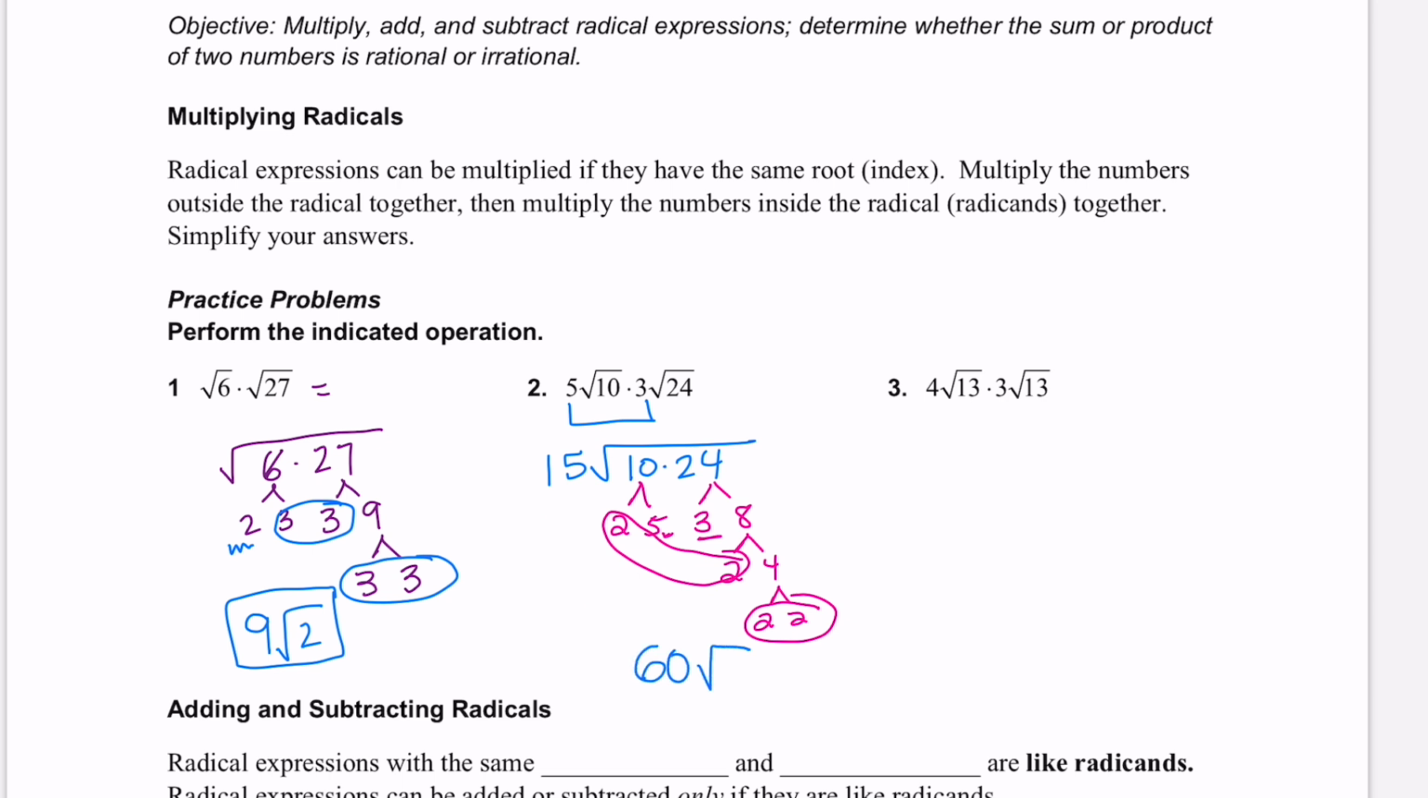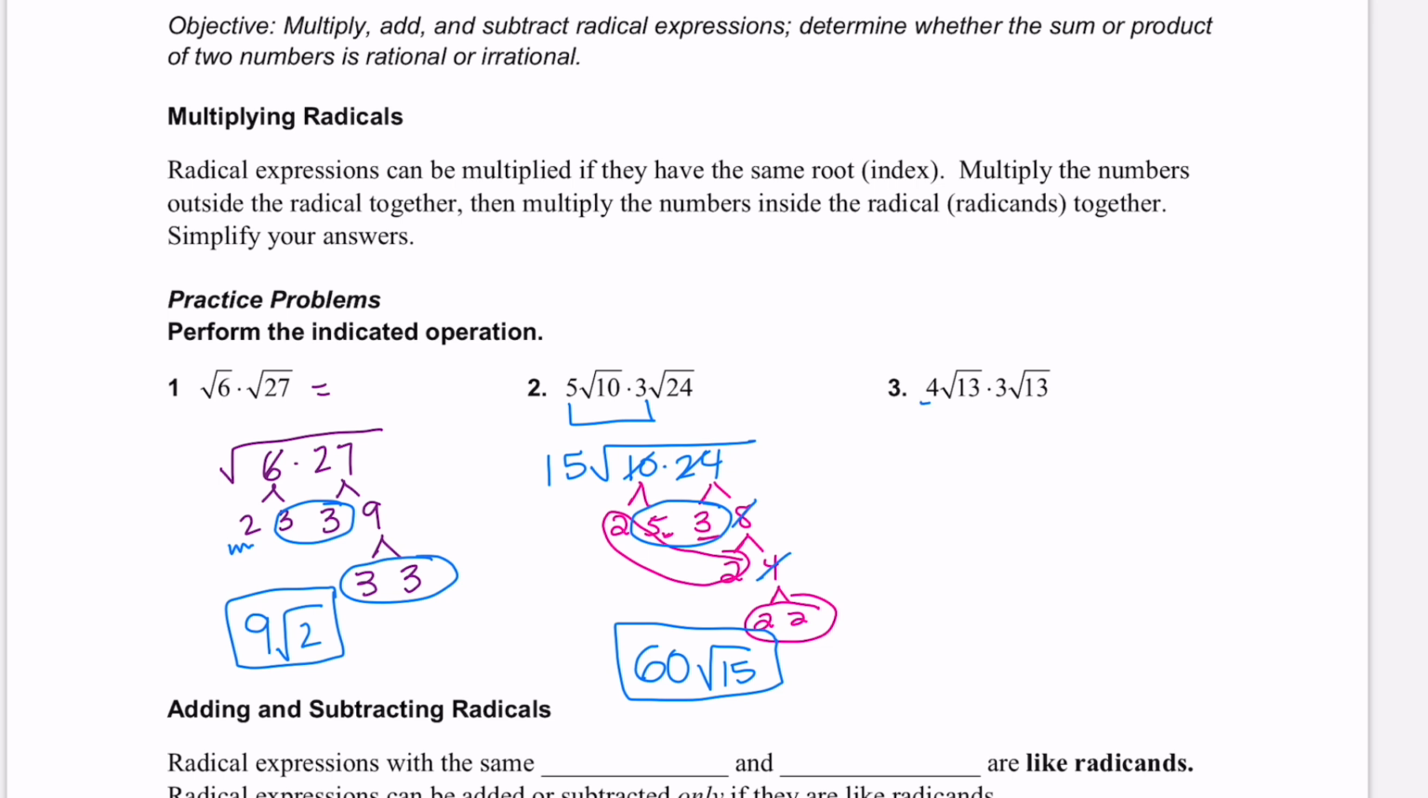And then we're going to times all the leftovers together. 8, 4, 10, and 24 have all been broken down, so we're not using those numbers. We're just going to use our 5 and our 3. 5 times 3 is 15, which is going to be left underneath the root.